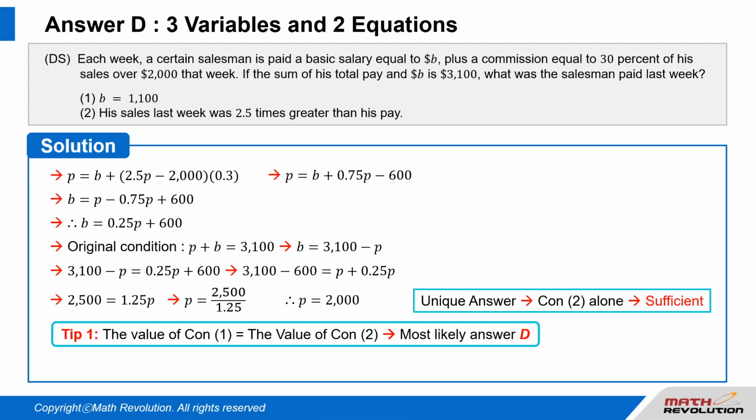Also, according to tip 1, it is about 95% likely that D would be the answer when the value of condition 1 is equal to the value of condition 2. You will learn more about this tip in lesson D14, which you will find very useful when you write the exam. Each condition alone is sufficient, so D is the correct answer. Answer: D.